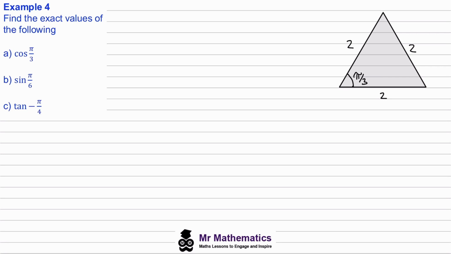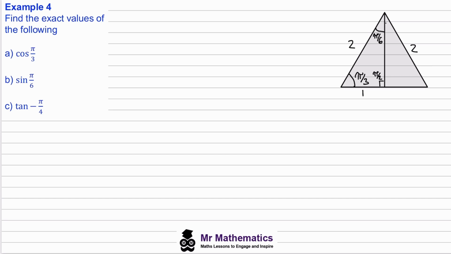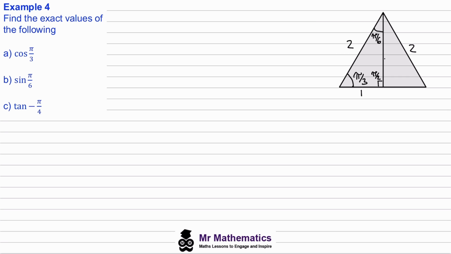We can make this into a right angle triangle by bisecting one of the angles. This will give us our 90-degree angle, or pi over 2, and the third angle will be the 30 degrees, or pi over 6. We know on this base, well, if we've bisected the top angle, the base will be 1, and the perpendicular height, using Pythagoras' theorem, will be root 3.